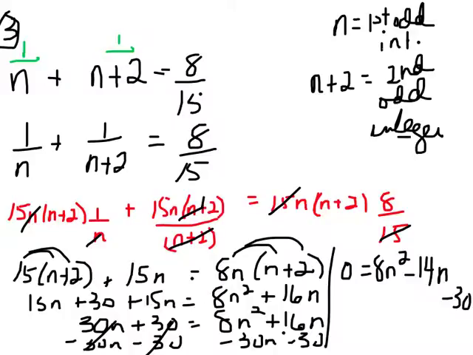If I try to factor this, remember there's going to be a GCF of 2. So it would be 2 times 4n squared minus 7n minus 15. And you're going to have to finish that problem. And again, if you can't finish the problem at this point, it's not the word problem you're having trouble with, it's factoring that you're having trouble with.